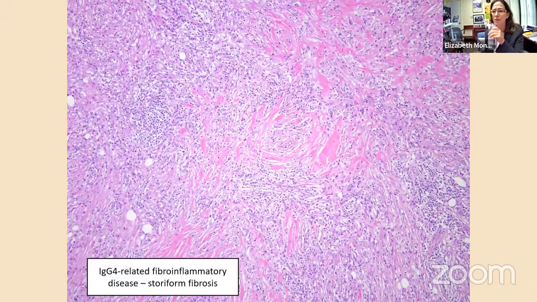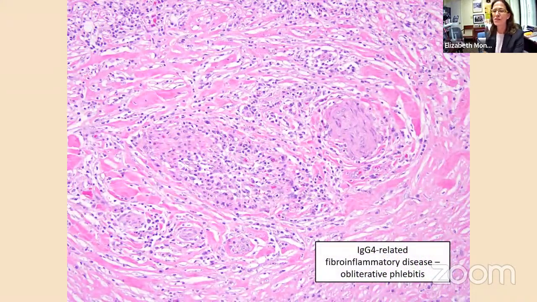So here's a nice example of IgG4 related fibroinflammatory disease. And this is that storiform fibrosis that you'll read about. Notice the kind of dense collagen, and there's a fairly dense inflammatory backdrop. And of course, the thing you want to look for to confirm your interpretation is obliterative phlebitis, which I find hard to spot. But the trick is to find yourself an artery.